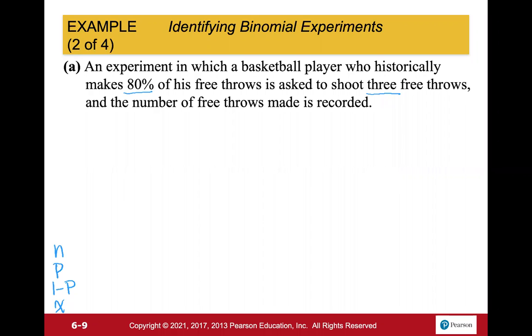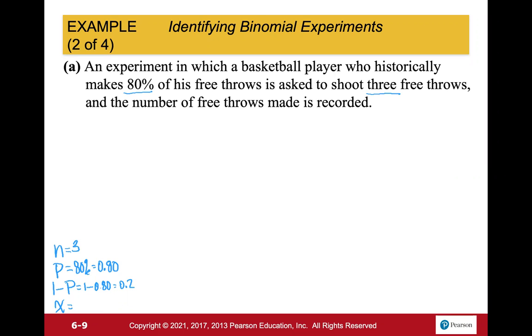So here we have n. N is the number of free throws that he's going to shoot, so that's going to be three. P, the probability of success. He historically makes 80% of the free throws, so this value is going to be 80%, which if we turn that into a decimal, we're dividing this number by 100, so it'll be 0.80. 1 minus p is going to be 1 minus 0.80, and we could plug it into the calculator and get 0.2.